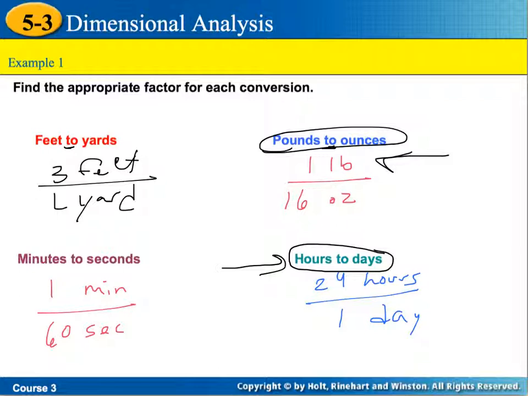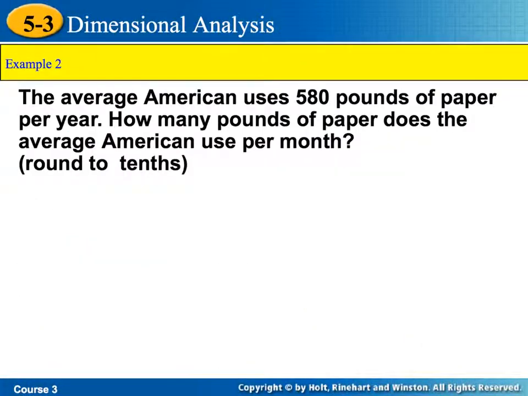All right? So let's try a problem. The very first thing we're going to look at says the average American uses 580 pounds of paper per year. Holy buckaroos. Okay? How many pounds of paper does the average American use per month? Okay, so now we're changing different things. And how we do that is we use our conversion factors. We're going to be converting different things.